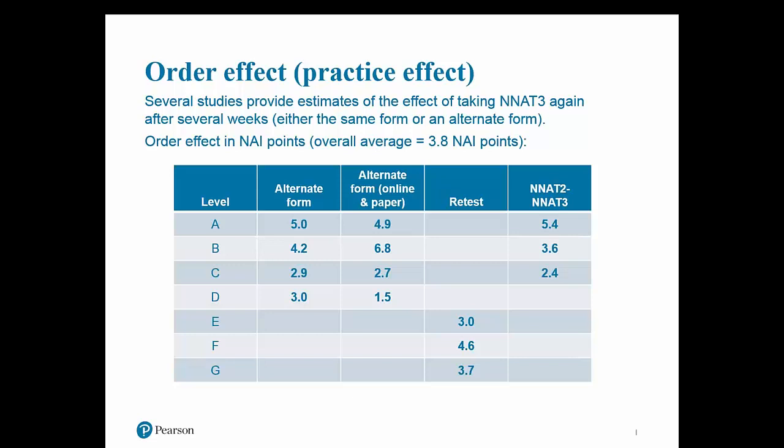We also, for levels A through D, had the modality study, paper versus online, which in addition to evaluating the effect of mode, also told us about the alternate form correlation, and it's a similar range of values. The retest study from 2007 shows values again between 3 and 5, and the correlation study that I'll describe in a minute with NNAT2 showed a very similar order effect, or practice effect.